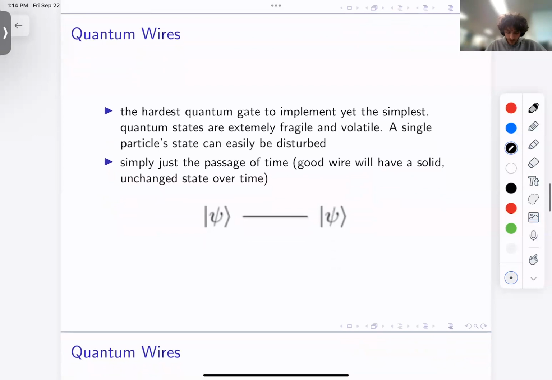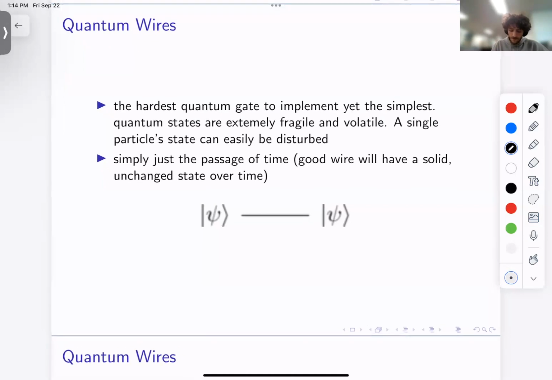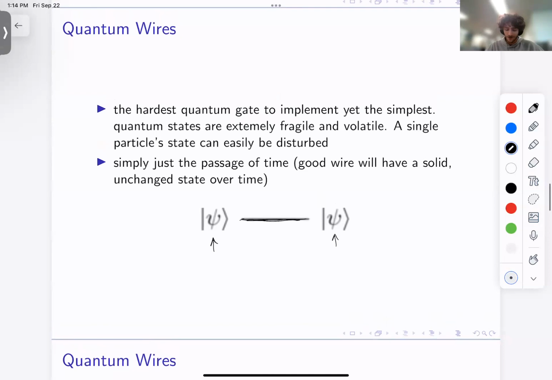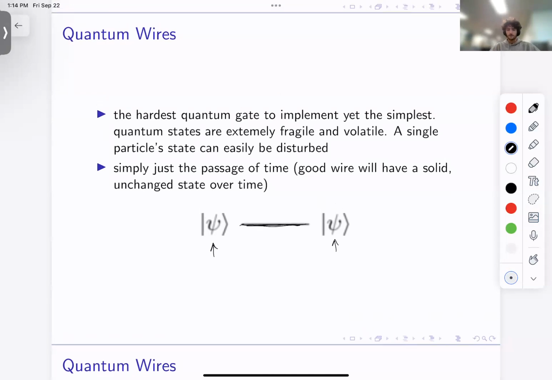And so a quantum wire, you can think of it as some particle through the passage of time. And so right here, this is simply the passage of time. If we take any basis state here over time, and we have a good quantum wire, then the state will be unchanged. This problem is very trivial, but when it comes to working with real physical systems, this is a very difficult thing to implement.